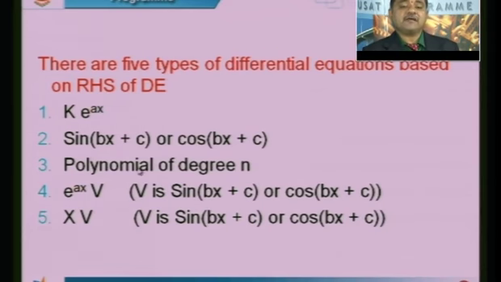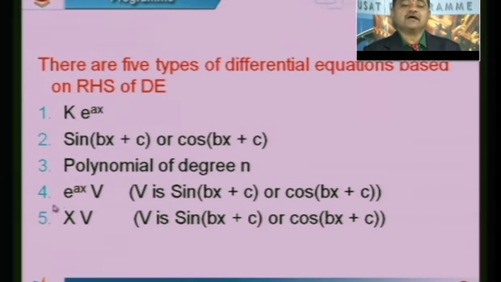Already for the first 3 types, k e power ax, sin cos, and polynomial of degree n, we have done problems up to the 3rd order or cubical polynomials. In this class we are going to see how to solve the differential equations of the 4th and 5th type, that is e power ax into v and x into v.